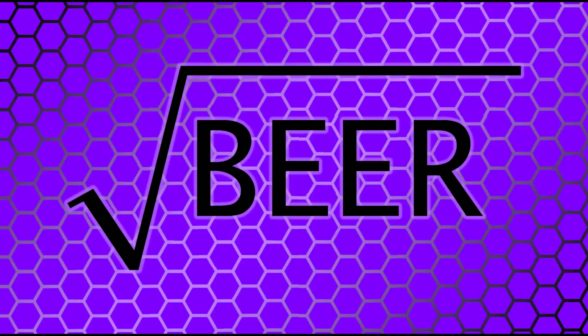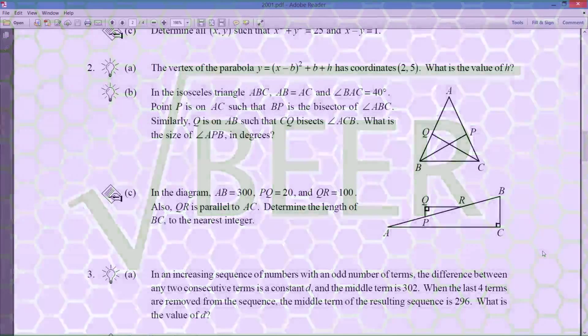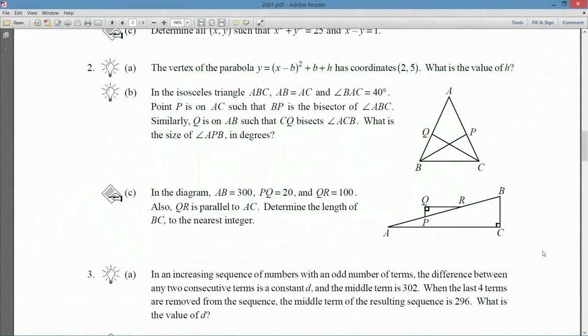Hello everybody and welcome back to more of the 2001 Euclid paper put out by the CEMC in the year 2001. We're taking a look at question number 2, which has 3 parts to it. A and B are both light bulbs, which would just mean final answer if we were doing this contest for real. And part C down here requires a written solution.